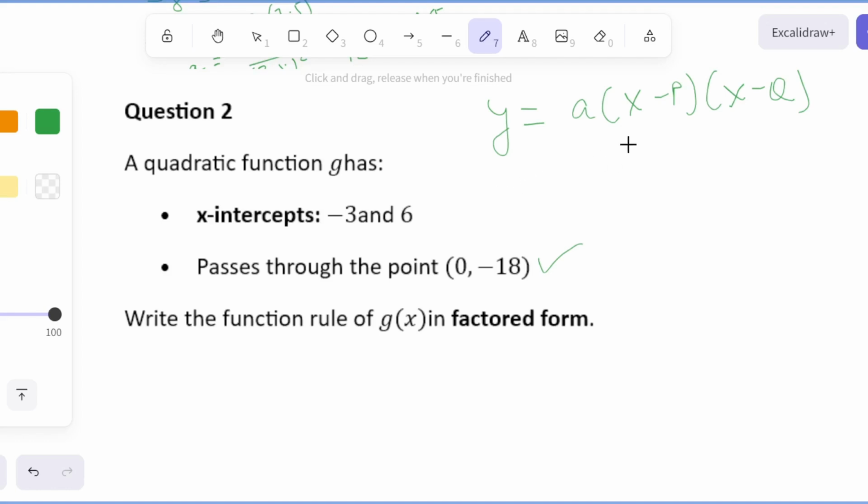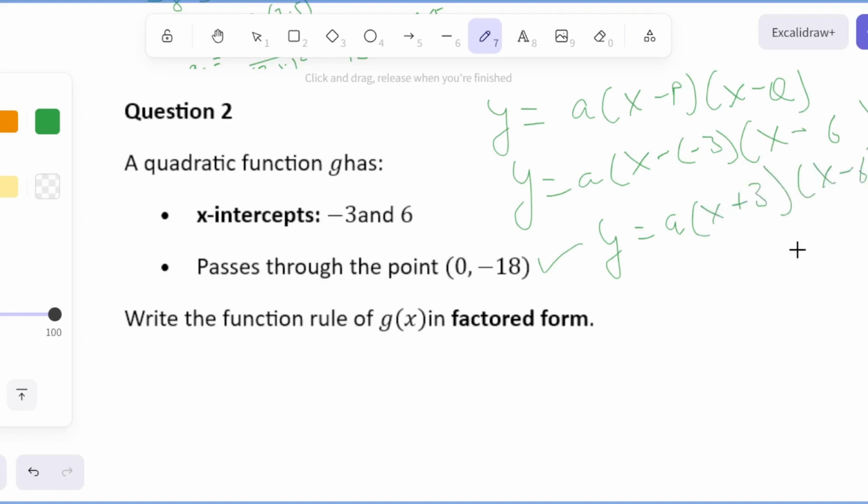So y will be equal to a times x minus of -3 times x minus 6, right? And that is going to become y equal to a times x plus 3 and x minus 6. And now plug in the value, the one which they have given, 0, -18. So this is basically a y-intercept, isn't it? Because the x coordinate is 0 here.